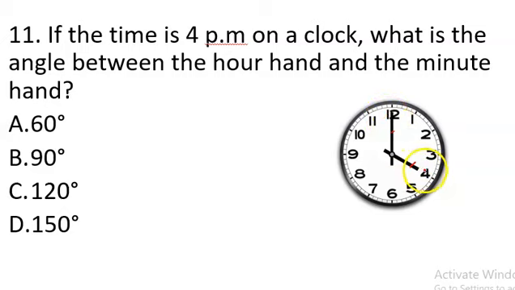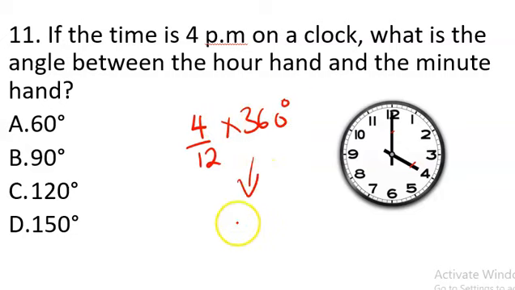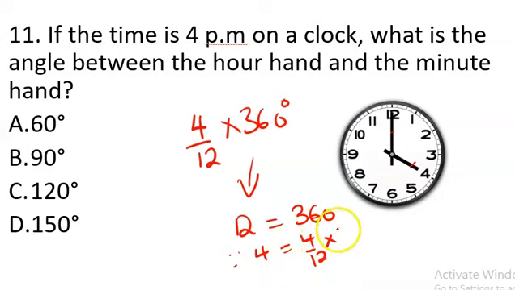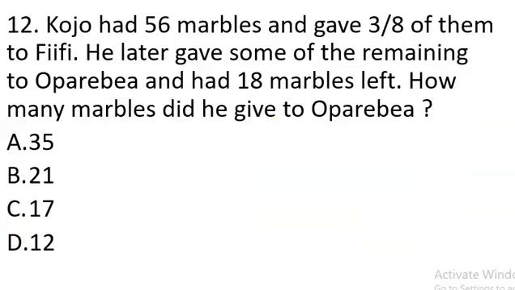Now the hour hand is pointing to 4, so it's just a simple proportion. 4 over 12 times 360 degrees, and it's coming from the fact that the whole 12 divisions is equal to 360. Therefore 4 will be 4 over 12 times 360. When we simplify this, 12 goes into 360 thirty times, so you have 120 degrees. So the answer is C. Let's move to the next question.